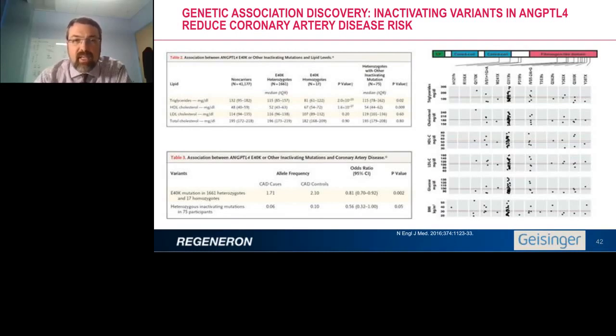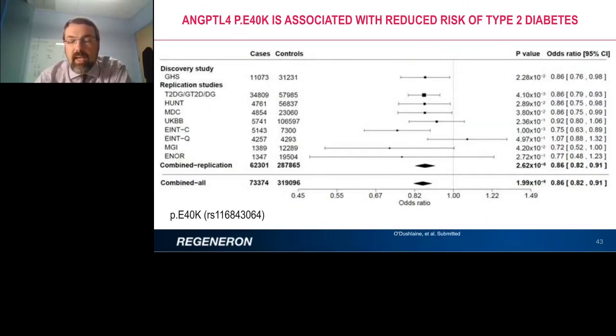Here's another interesting example. This is HPTL4, and there's a reference here, so you can go look up the paper if you're interested in learning more. But really cool about the HPTL4 story is one of the variants that you see here, the E40K variant, which is quite common. We did a replication of a discovery that we found in about 30,000 individuals within Geisinger, where there seemed to be a reduced risk of type 2 diabetes among the carriers of this variant of HPTL4. That variant validated doing a combined study across 300,000 individuals from a variety of studies.